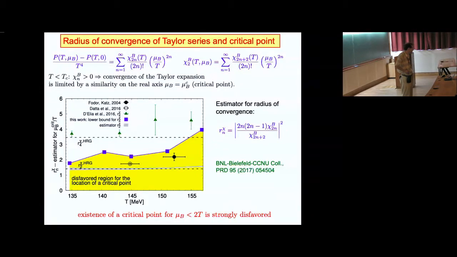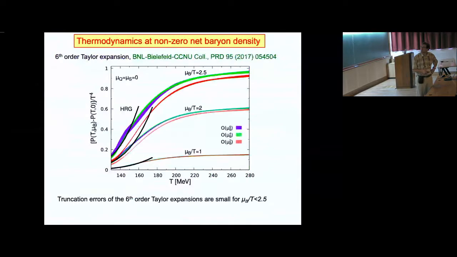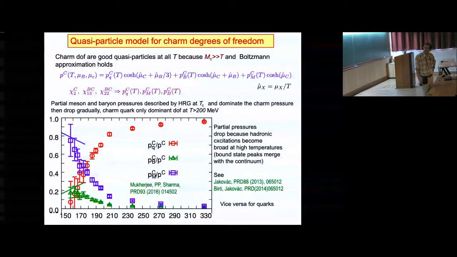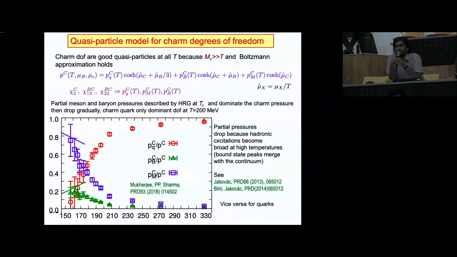Hello. In the previous slide, you showed the charm pressure, quark pressure, and meson pressure. Right. Yeah, this one. So the meson pressure and baryon pressure are high at low temperature, and quark pressure is high at higher temperature. Does this indicate deconfinement?